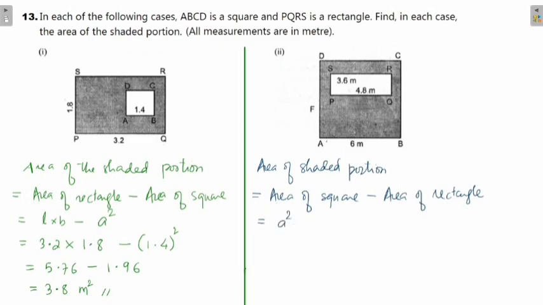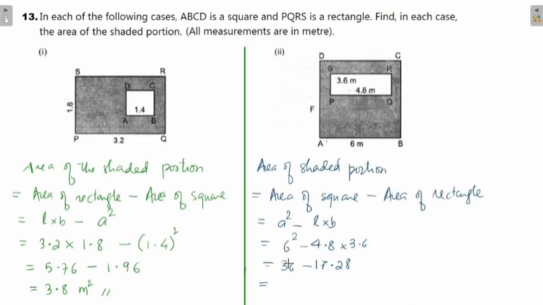So we have area of square is a square minus area of rectangle is length into breadth. Each side is given to be 6 meter here, so it becomes 6 square minus length of the rectangle, which is given to be 4.8, into breadth, which is given to be 3.6, right? So 6 square is 36 minus 4.8 into 3.6, which turns out to be 17.28. So find the difference.